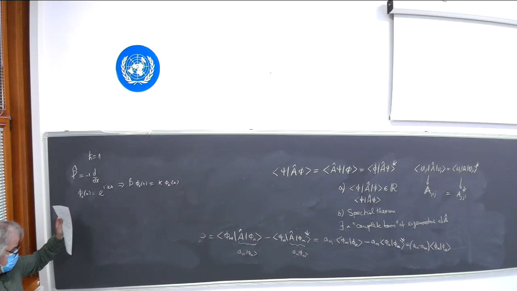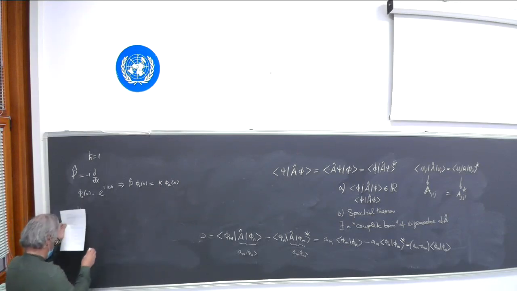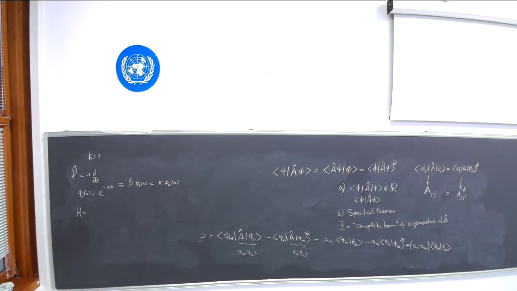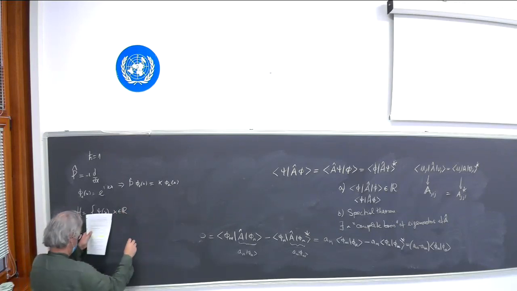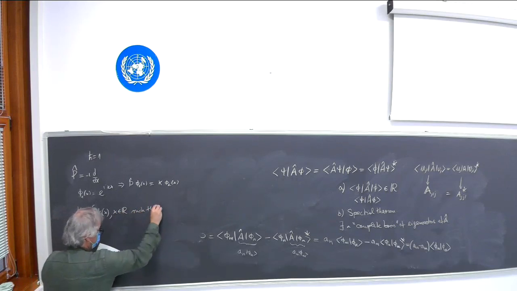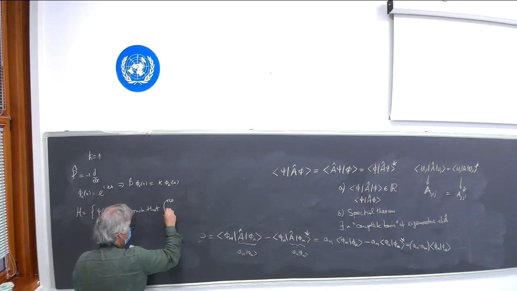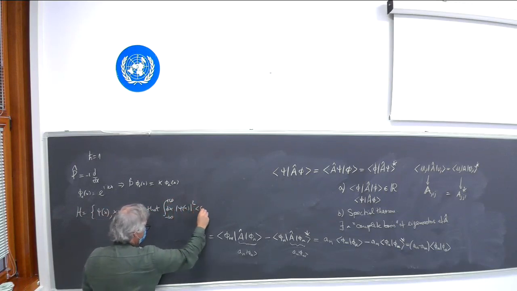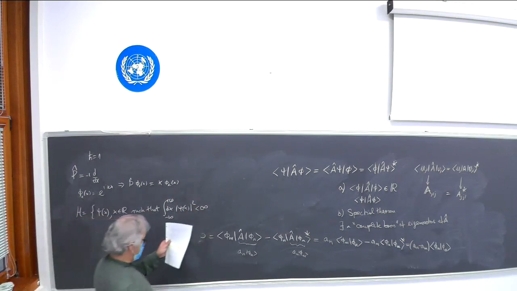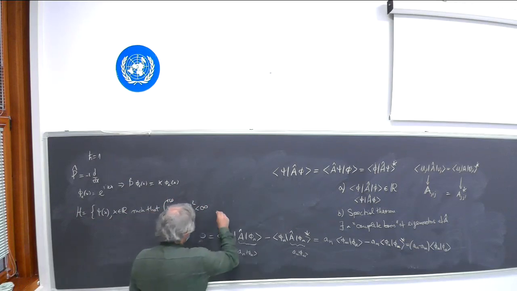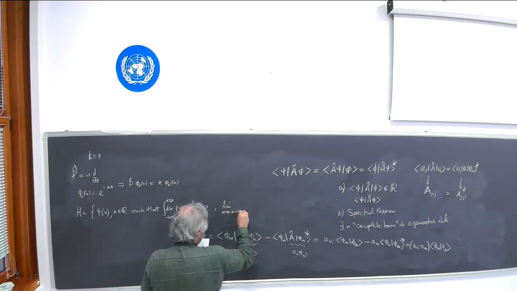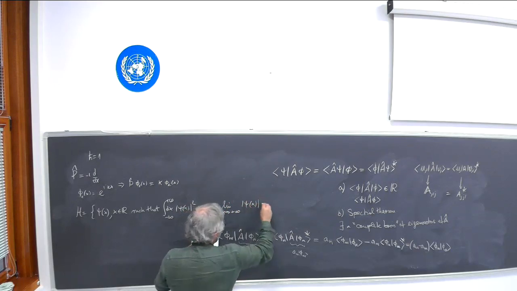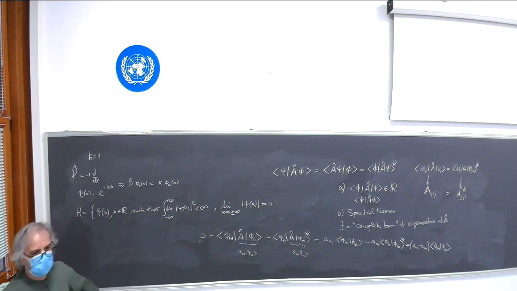Now, let's consider, for instance, the Hilbert space which I define in this way. All the functions psi of x, x being real, on the real axis, such that the integral between minus infinity and plus infinity of the modulus of psi of x squared is finite, so they are normalizable. And I also add the fact that the limit for x going to plus infinity of the modulus of psi of x is equal to zero, and also to minus infinity. So the function decays to zero.